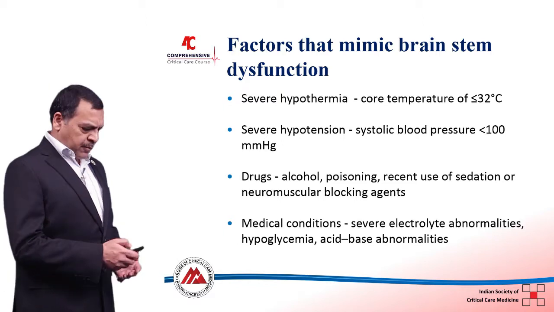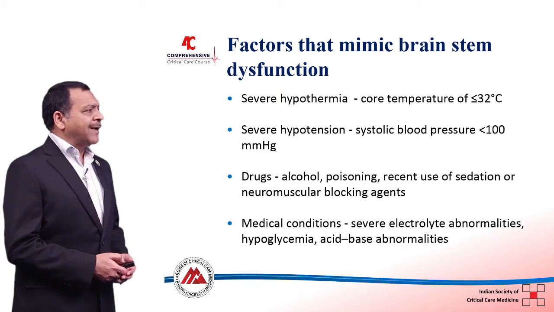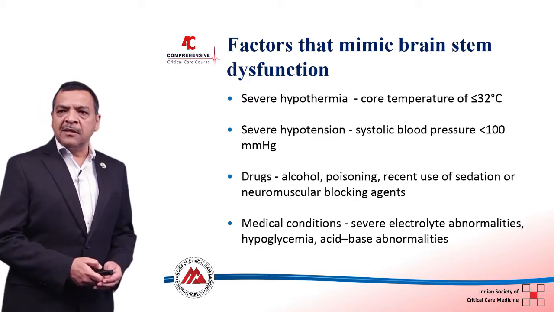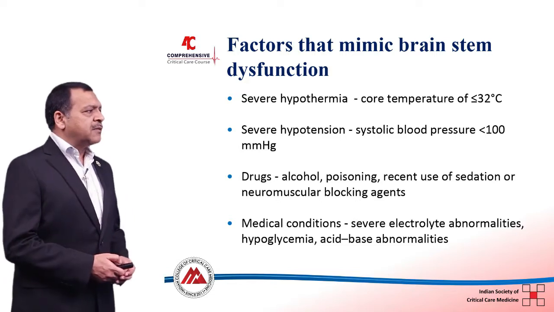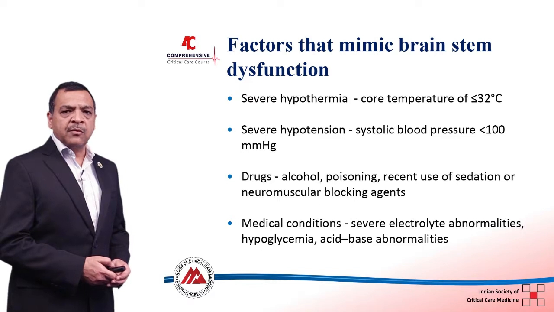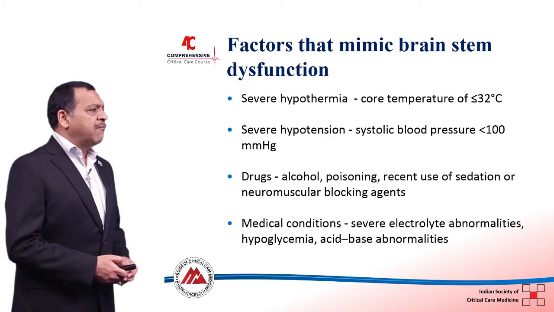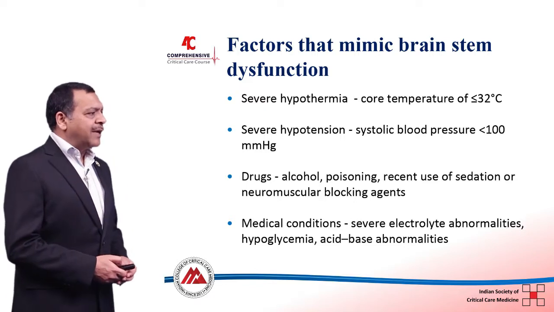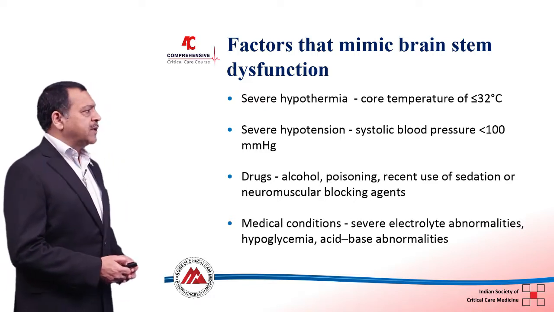These are confounders like severe hypothermia, core temperature less than 32 degrees centigrade, severe hypotension, systolic blood pressure less than 100 millimeters of mercury, drugs which include alcohol, poisoning, recent use of sedatives or neuromuscular blocking agents, and certain medical conditions like severe electrolyte abnormalities, hypoglycemia and acid-base abnormalities.